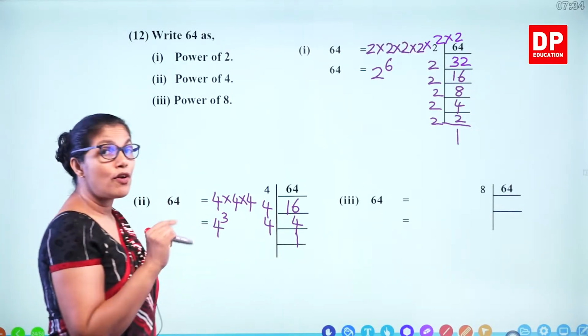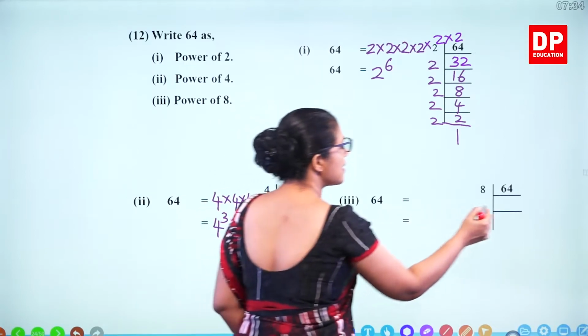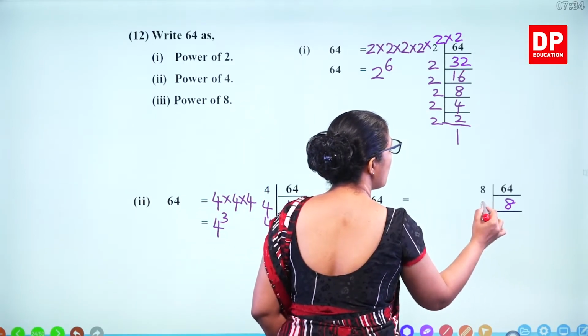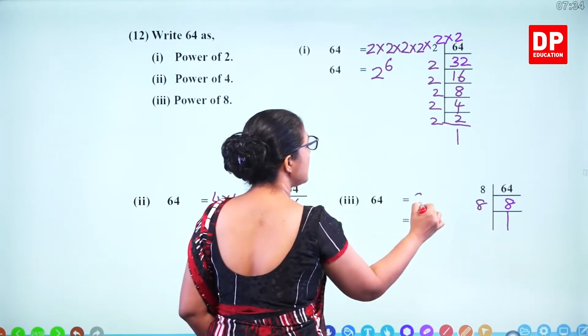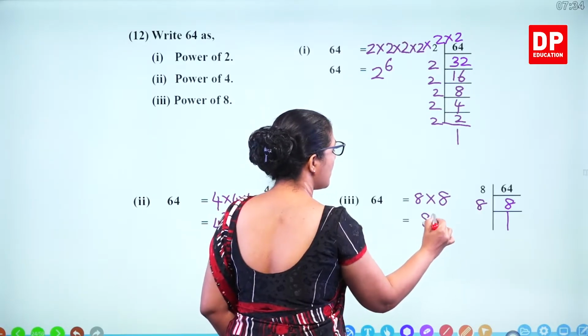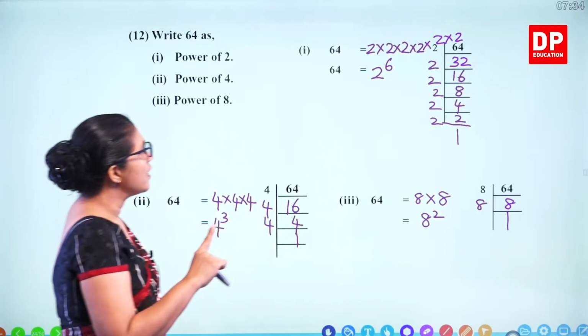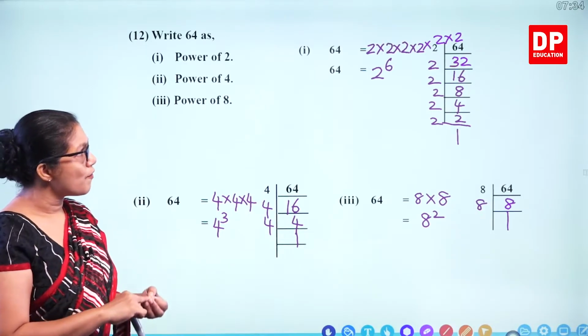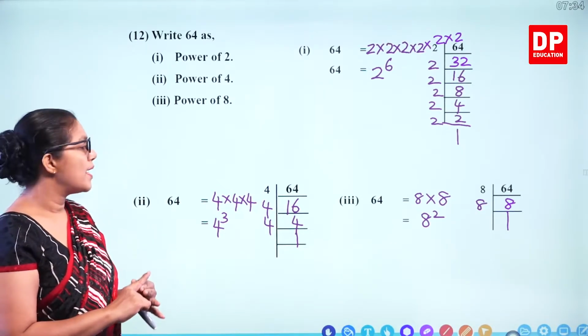Now, as a power of 8, you have to divide by 8. 8 times 8, 64 and 1. So, 8 times 8 means 8 squared. So, here 64 we can write as a power of 2, a power of 4 as well as a power of 8.